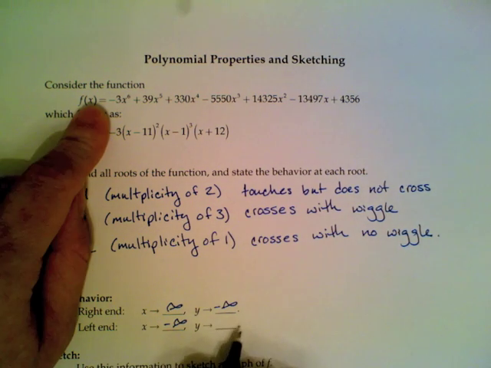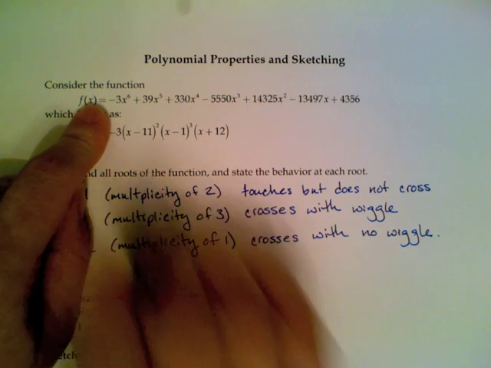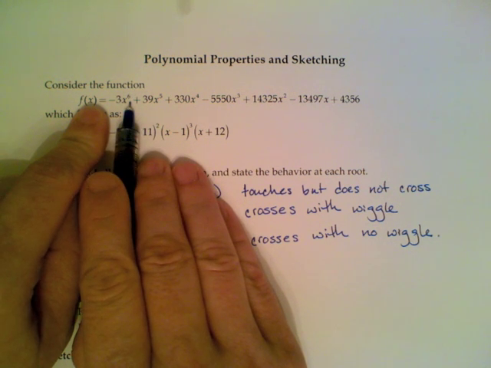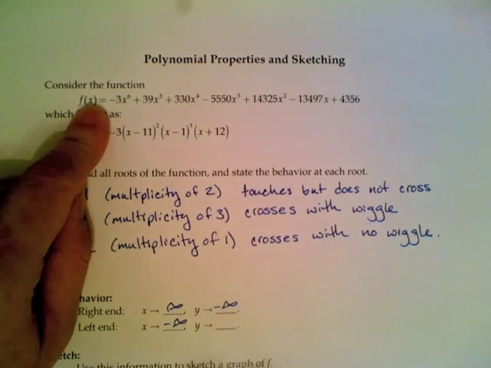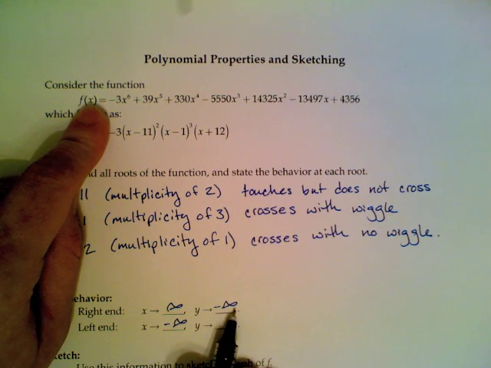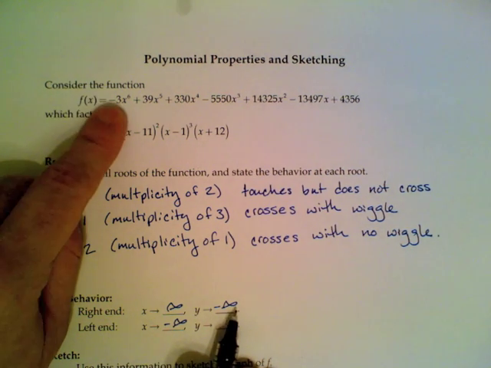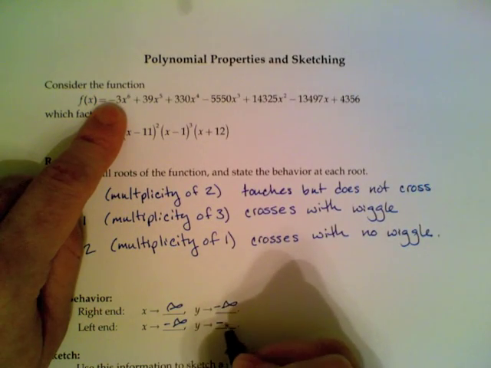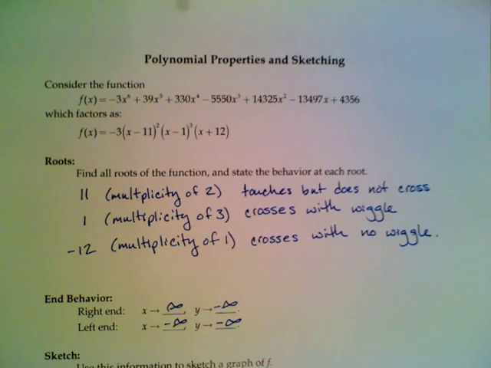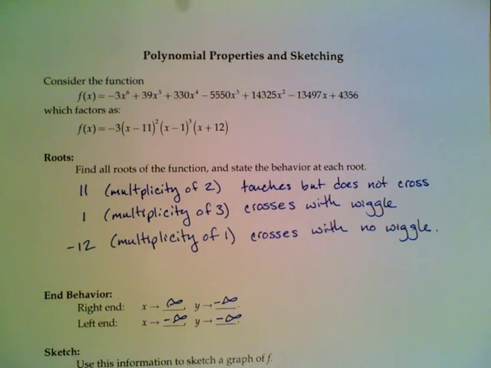Now, to see what the left end does, I look at the degree of this function. The degree is 6, which is an even number. And because it is even, that means both ends go the same way. So since on the right end y approaches negative infinity and this function is even, then on the left end it also approaches negative infinity. So that is pulling all my information together.